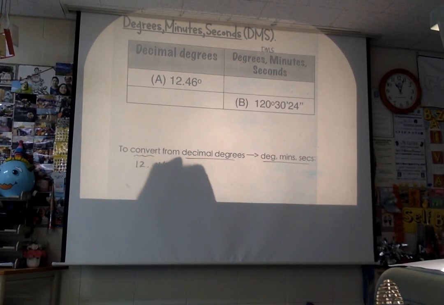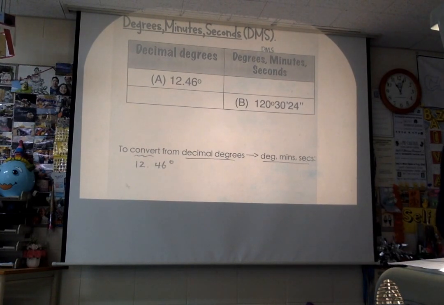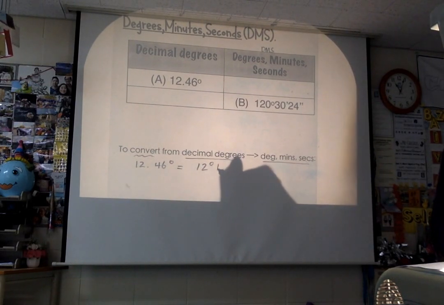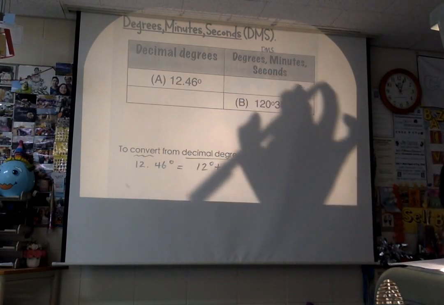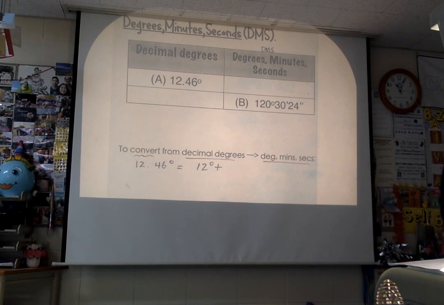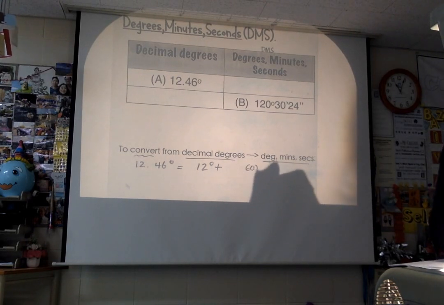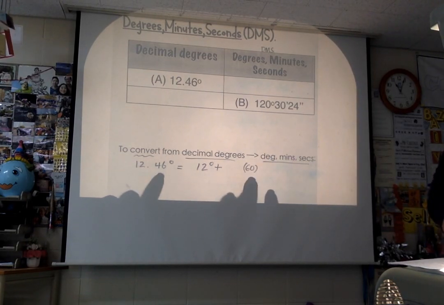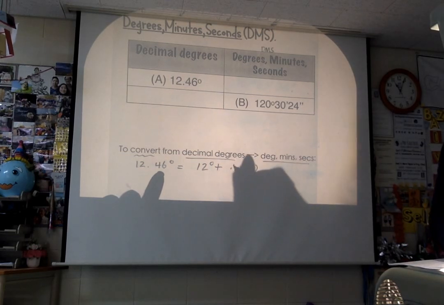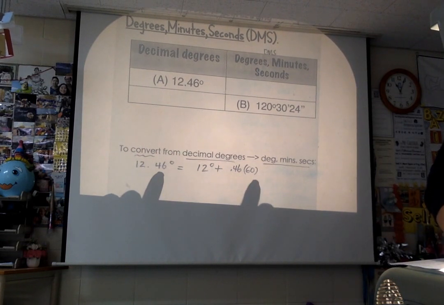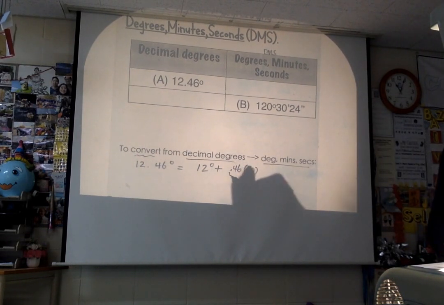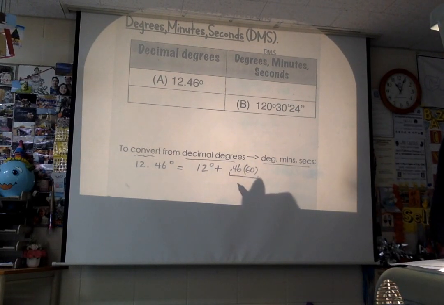So 12.46 degrees, that's what we have. Now, we for sure have 12 degrees. But we know that we're going to add something to it to make it degrees, minutes, and seconds. So it's going to somehow look like this right here. Now, how many minutes are there in 1 hour? You're right, 60. But we don't have a full 60 minutes. We have 0.46 of it. So when we multiply this in your calculators, this is when you're going to need it. It's actually 27.6.